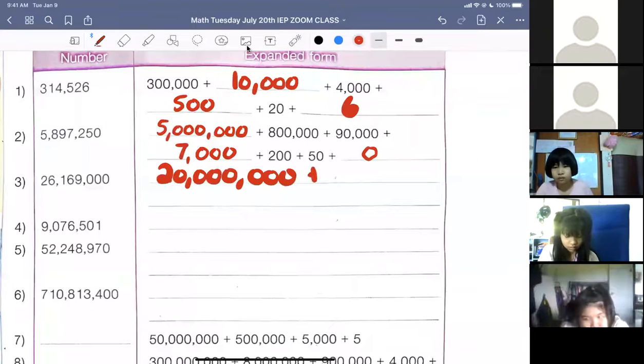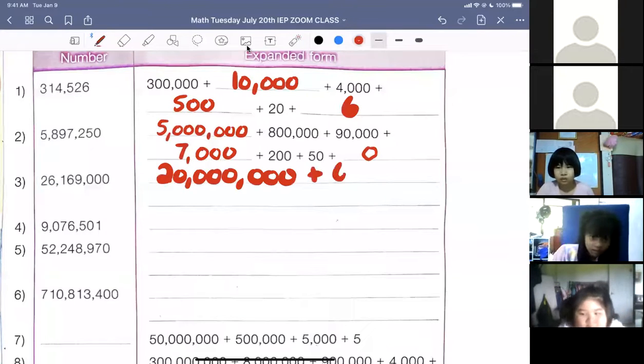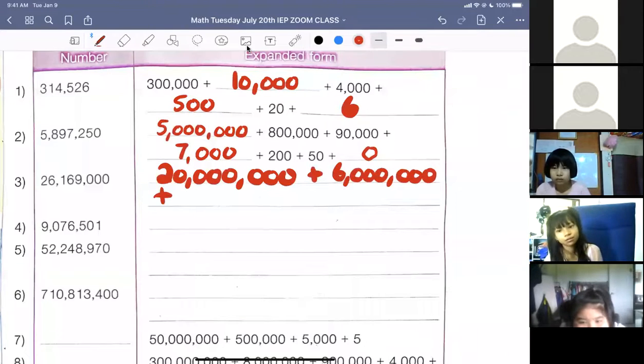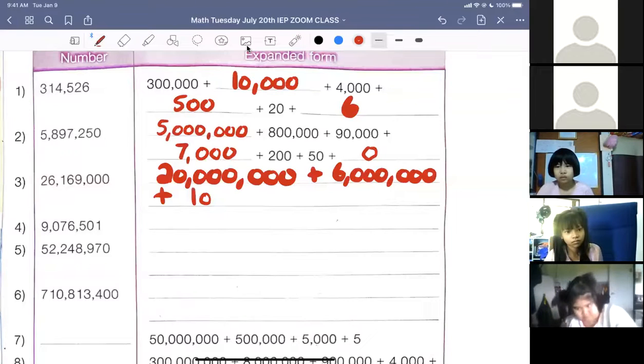Plus, what does this 6 mean? It's in the millions, right? 6 million. Plus, what is this 1? It's in the 100,000s. So it's 100,000.